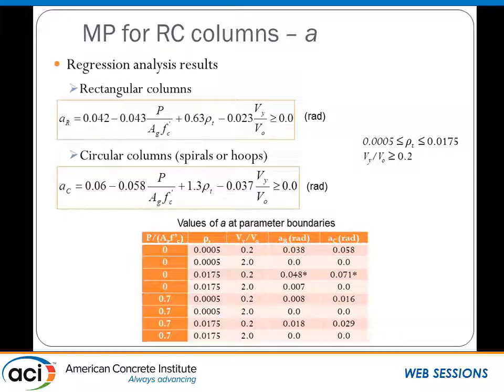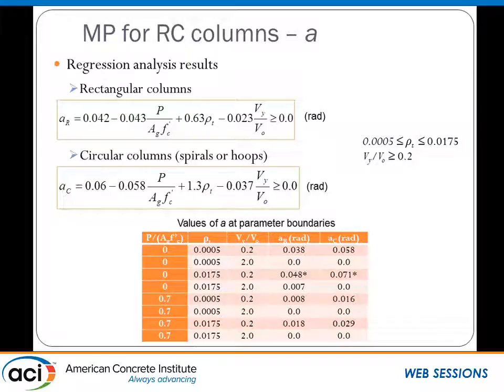Starts off here at 4%. Axial load ratio has a negative sign: the higher the axial load ratio, the lower the deformation capacity. Transverse reinforcement ratio: the more confinement you provide, the better you are, and you increase your deformation capacity. And Vy over V naught: as you get to a larger number, you get closer to shear failure modes, so you get a lower number.